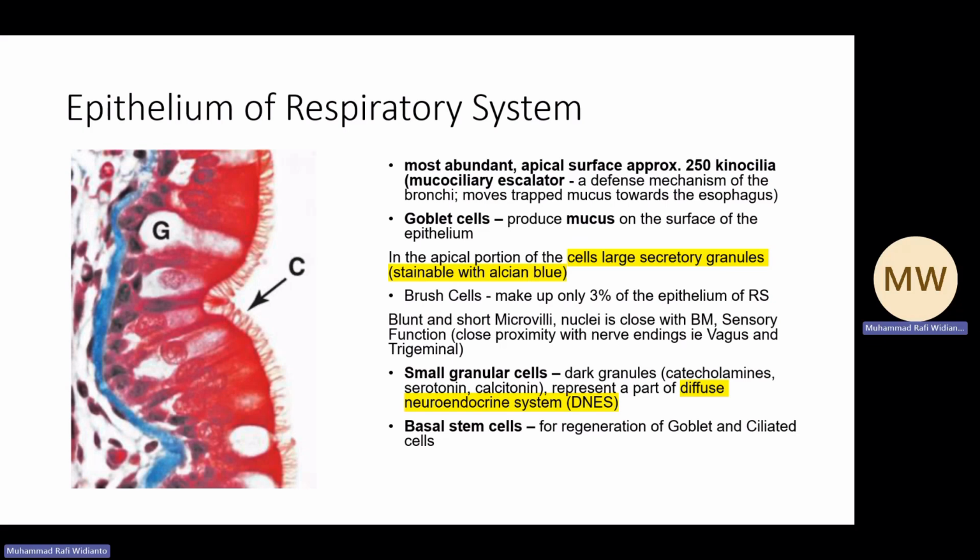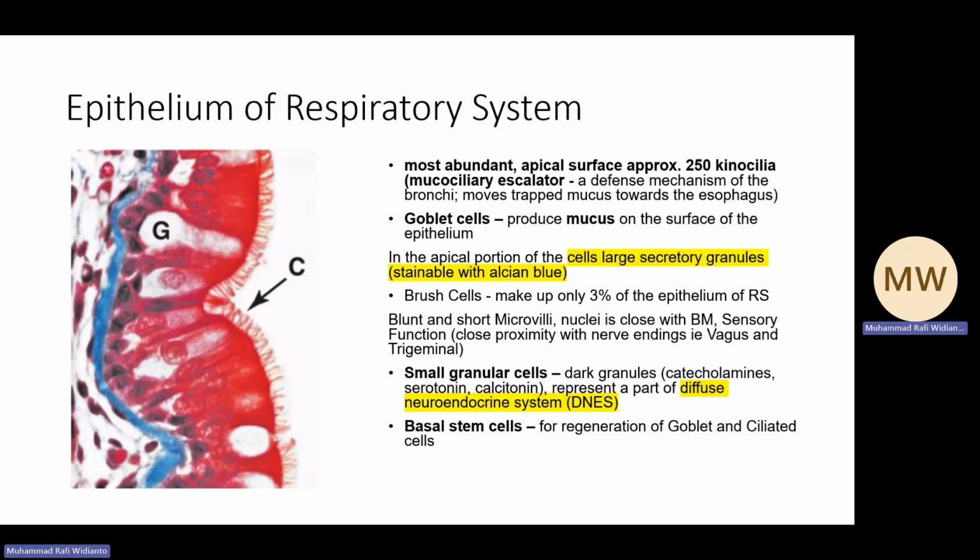Very important to know. The brush cells, however, only make up 3% of the respiratory system. But they have something interesting about them, and it's the fact that they have a sensory function. This is due to the fact that they are in close proximity with the nerve endings of the vagus and trigeminal. And if you were to think about the anatomy of it, it would make sense why it would have that function.